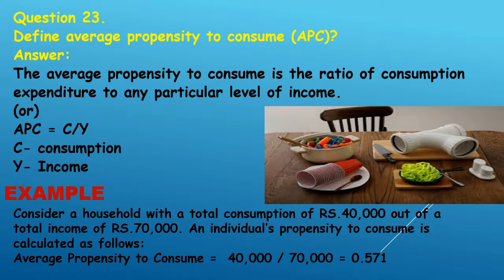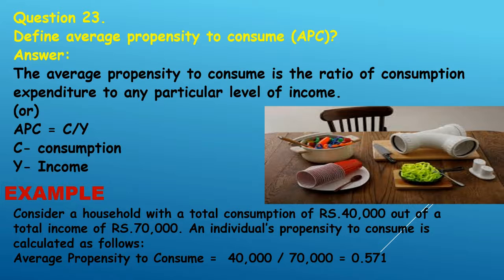Let's discuss the next question. Define average propensity to consume, APC. The average propensity to consume is the ratio of consumption expenditure to any particular level of income. It is a measure of the percentage of income they spend on their own consumption rather than save. It may be calculated by a single individual who wants to know where the money is going. Symbolically, it is explained as C by Y.